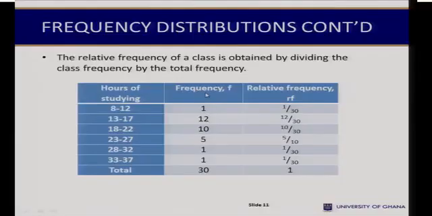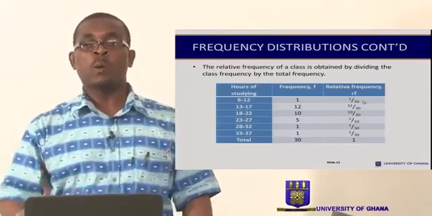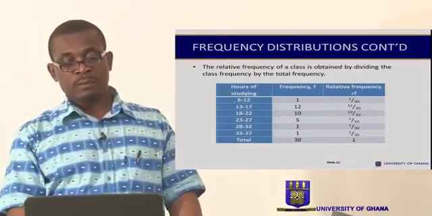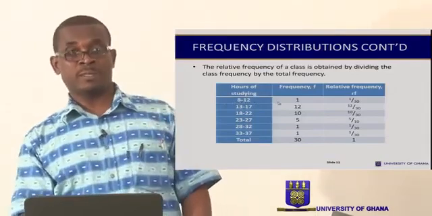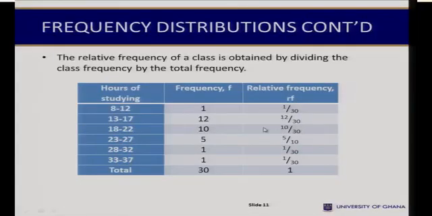So the middle column, or the frequency column, as you can see, is what we had previously. What we do next is to divide each of the frequencies for each of the classes by the total of 30. So the relative frequency for the first class, 8 to 12, is 1 over 30. Basically, what it does is to indicate the proportion of students, or the percentage of students studying between 8 and 12 hours. And it continues for the other classes. So clearly, you can see that the majority of students are studying between 13 and 17 hours. That is 12 over 30.